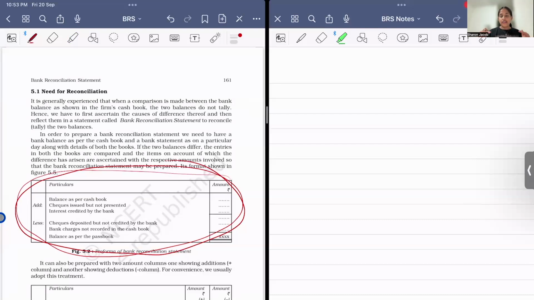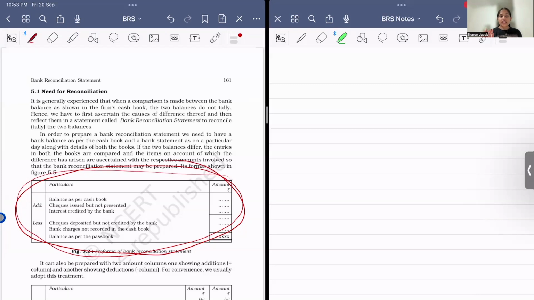We add and subtract certain items, and then we reach the other balance. So in some questions, both the balance as per cash book and balance as per passbook will be given, and the various items will be given. You just need to start from one point and reach the other point, and you can cross check your answer, you can verify your answer. But if that's not the case, you will be given one balance, you start with that one balance, you correctly identify what all items you need to add or subtract, and then you reach the other balance, and that's it.